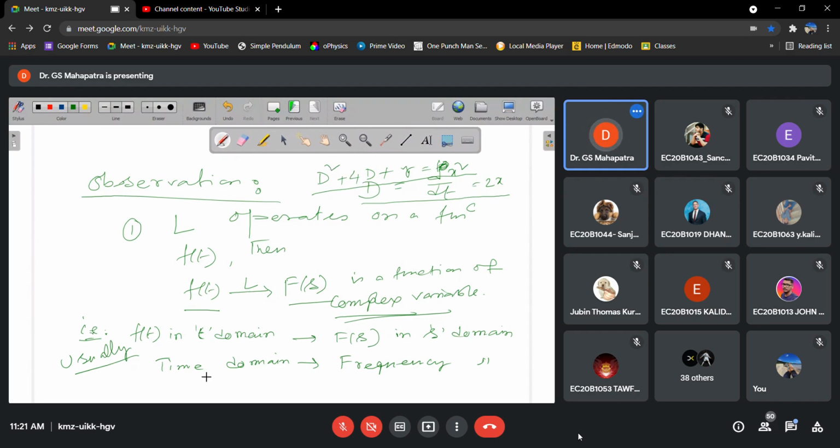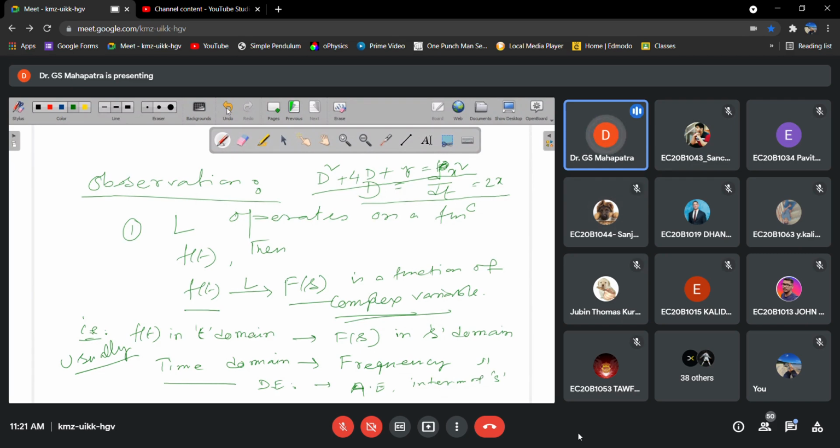But in this case, if you take the transformation of this type of differential equation, then from time domain it will change to frequency domain. That means the differential equation will change to an algebraic equation in terms of s. So which one is easier to solve, differential equation or algebraic equation? Algebraic, sir. Correct. So that's the advantage of this.